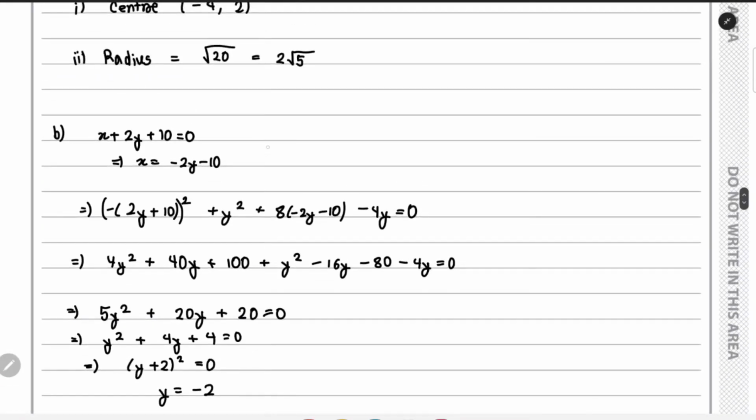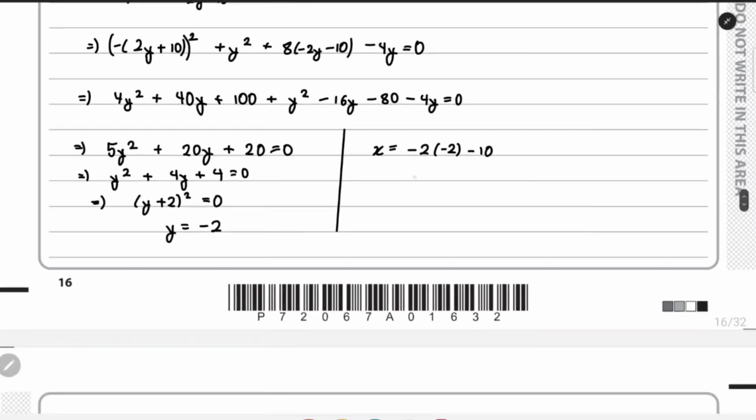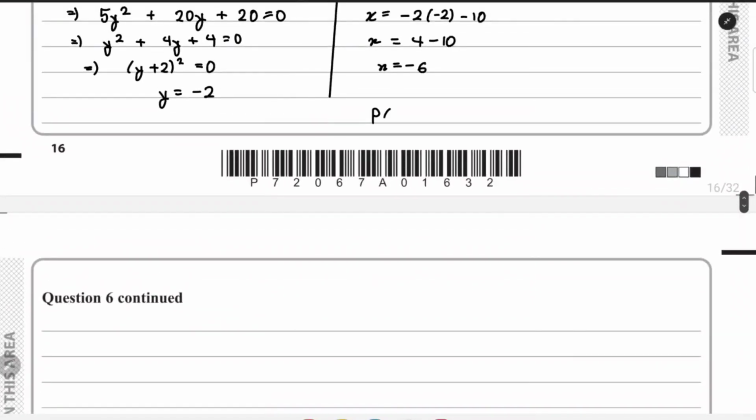Using that, we can find the value of x. x would be minus 2 times minus 2, the value of y, minus 10. Minus 2 times minus 2 is 4, minus 10. We get minus 6. So the coordinates of P would be minus 6 comma minus 2.